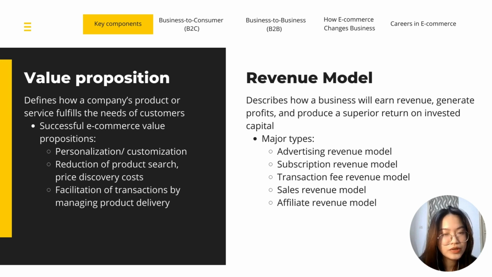The second one you need to focus on is the revenue model. It describes how a business will earn revenue, generate profit, and produce a superior return on the invested capital. So it will answer the questions of how the firm will earn revenue, generate profits, and produce a superior return on invested capital. There are 5 major types: advertising revenue model, subscription, transaction fee, sales, or affiliate revenue model.